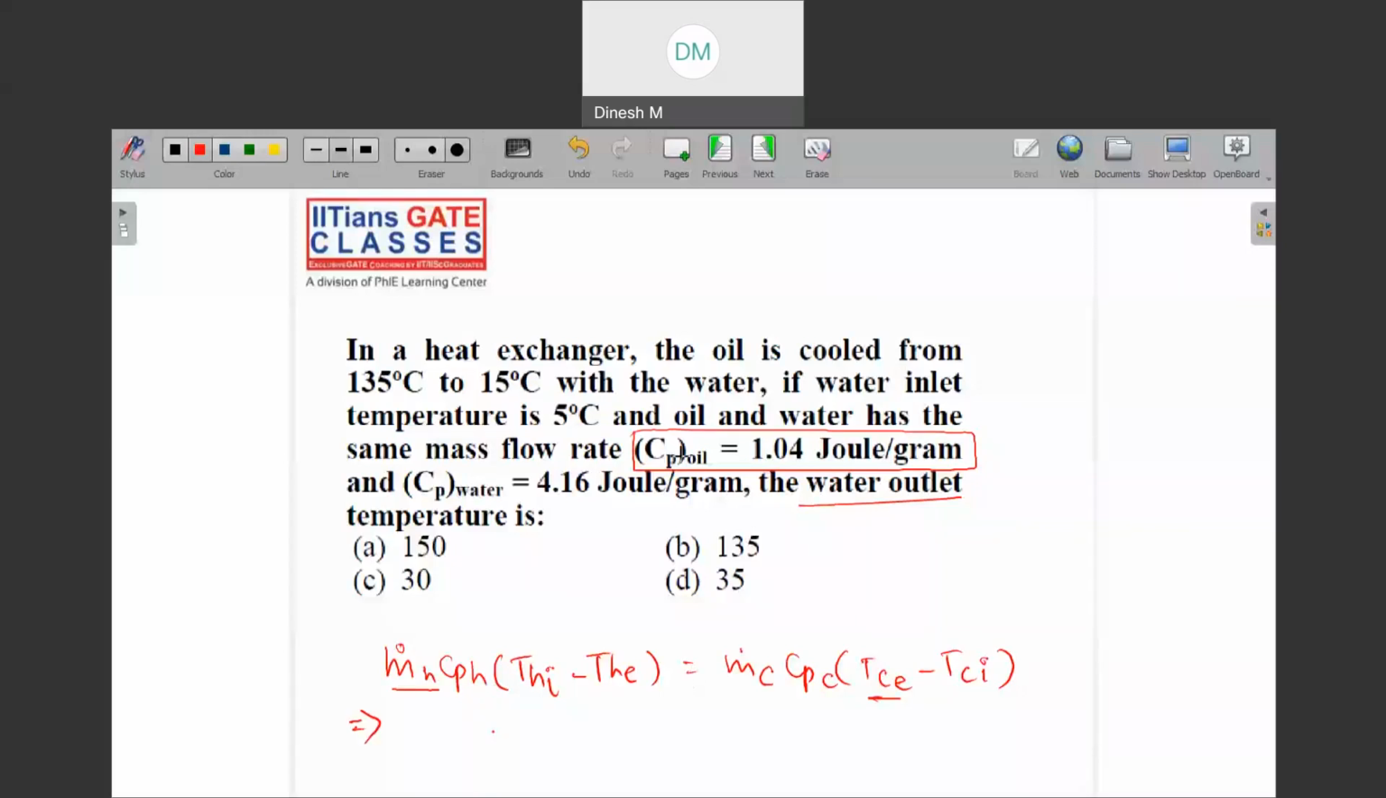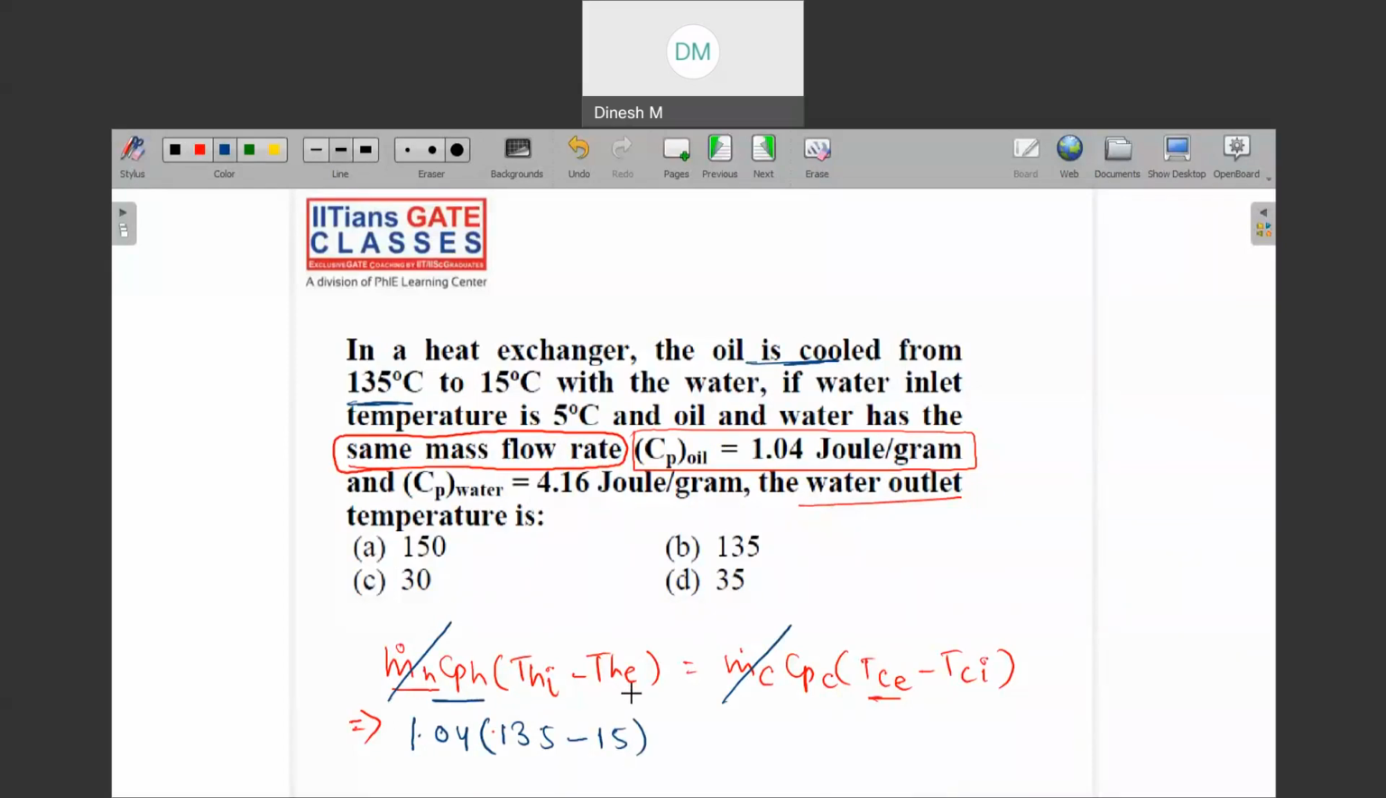Same rate. The mass rate. So can I take out these two values? Yeah. So now what I would do is that CPH. What is CPH? Oil is cooled. That means this is the hotter one. So mCPH is 1.04 into THI. What is the hot fluid inlet? It is 135 and it has been cooled till 15 degrees Celsius.